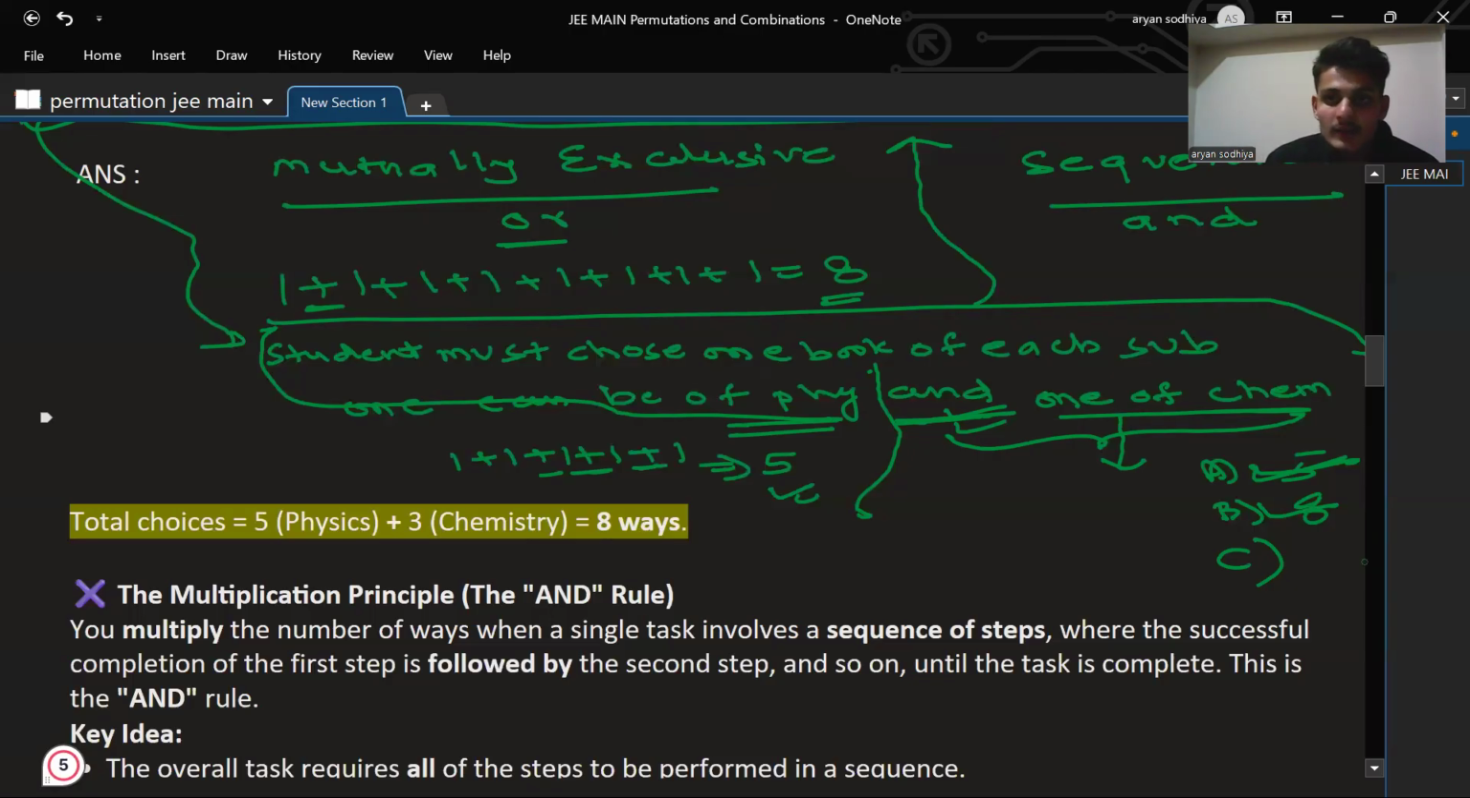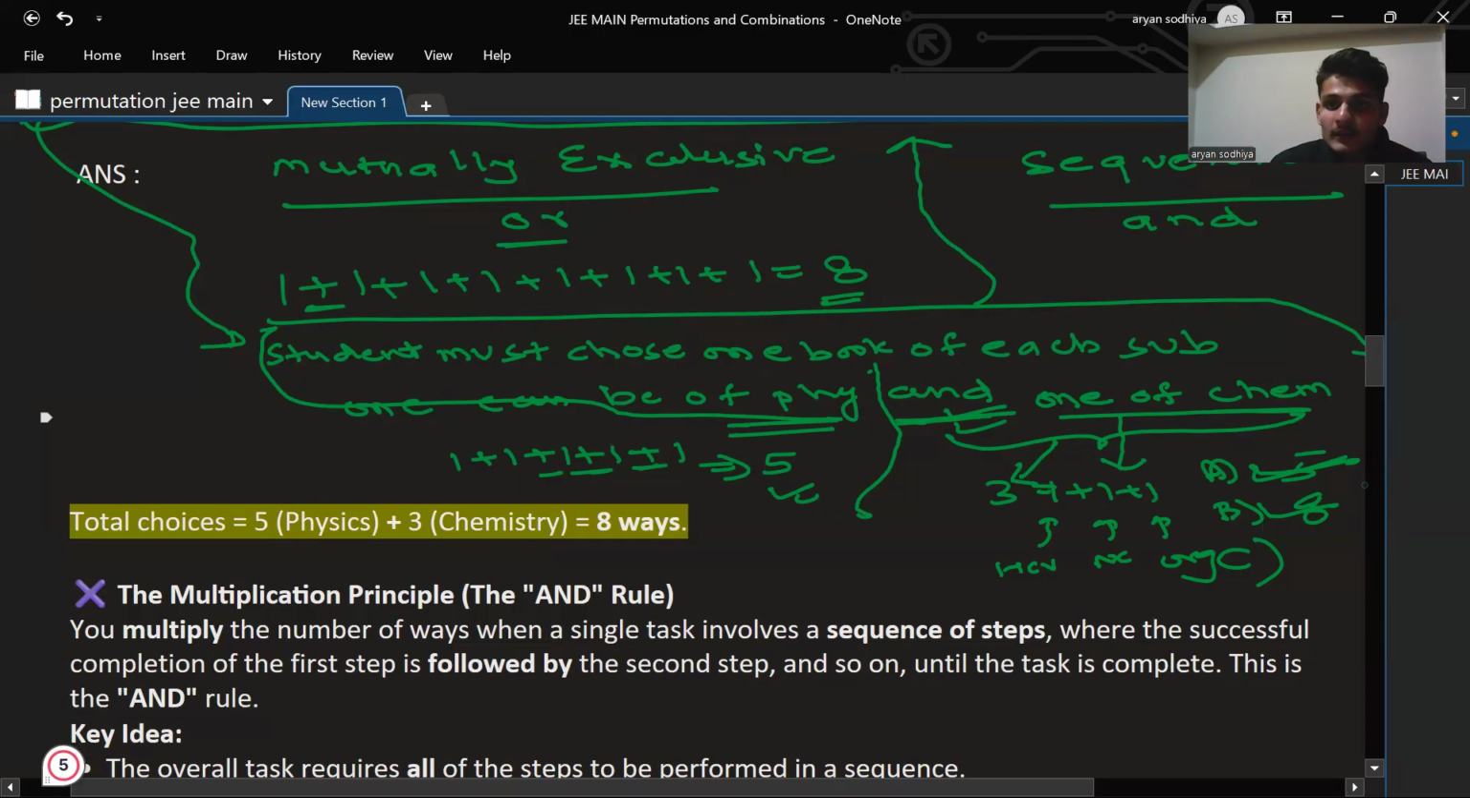So if "or" comes, then you will add. These 3 are mutually exclusive. It means if you take one, there is no need to do the other. So you will add 1 plus 1 plus 1. If you choose the path of SC Verma, then no NCERT or the organic chemistry. There are 3 books to complete this task, 3 ways of completing this task.